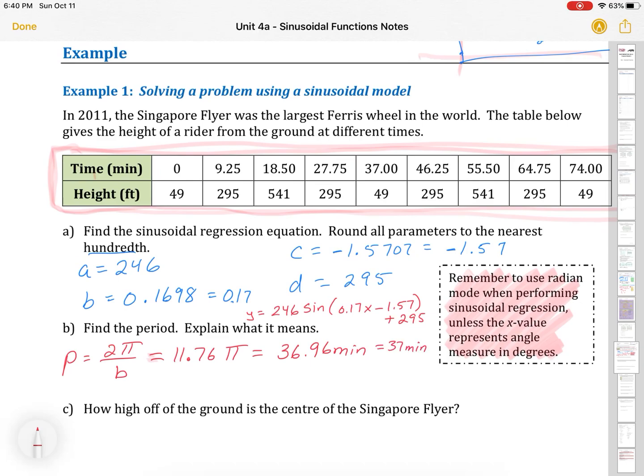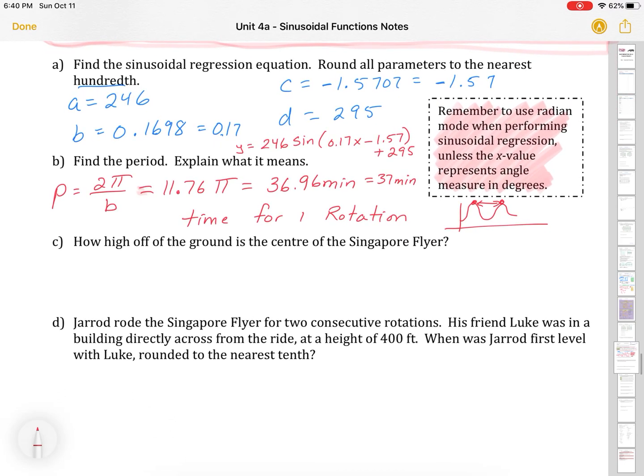or 37 minutes. What does that mean? Well, that's the time for one rotation, right? One time, because it's max to max, right? So from the top, we go back to the bottom, and then we go back up to the top. So basically, we've done one rotation. Remember that if we're looking at this, we're going up, up, up. We're going from this point to this point. That's the period, right?